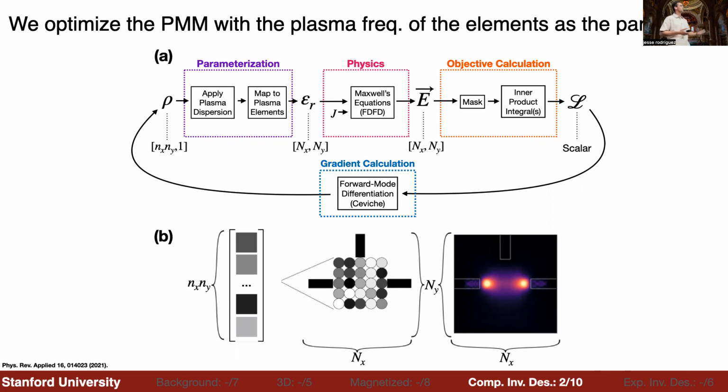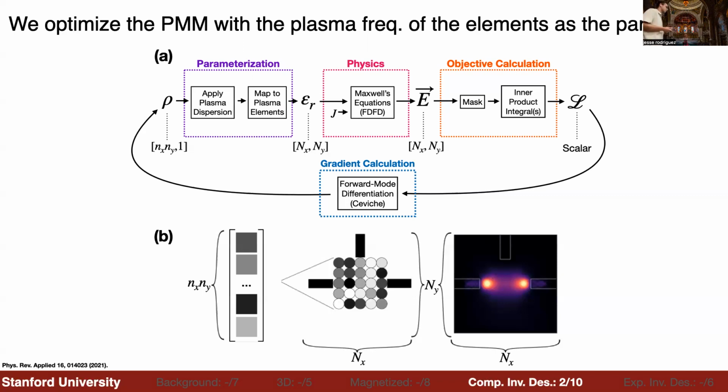And then you compute a gradient with respect to your input parameters. In this case, we use forward mode differentiation, or ceviche, software that's written by our collaborators over in electrical engineering. The way that works is basically the solver itself is computing the gradient, or the Jacobian, as it computes the fields. So then you can access that gradient at the end of the calculation. And we use that to iteratively improve the device and adjust the parameters every iteration. So you actually have to run the simulation every single time.